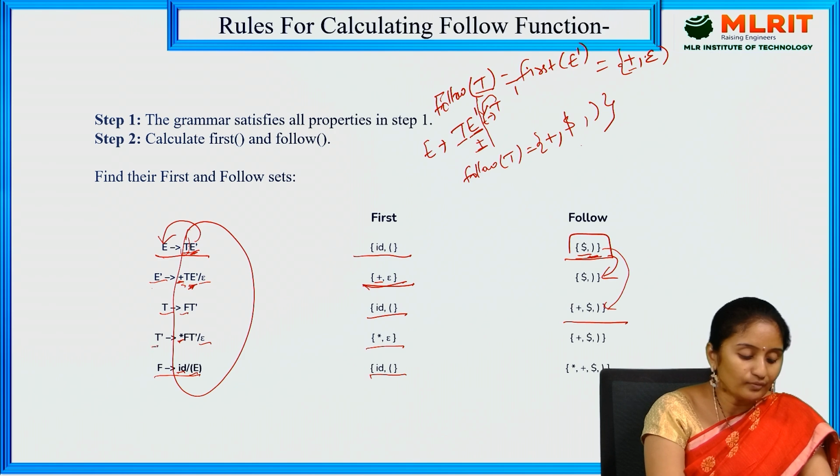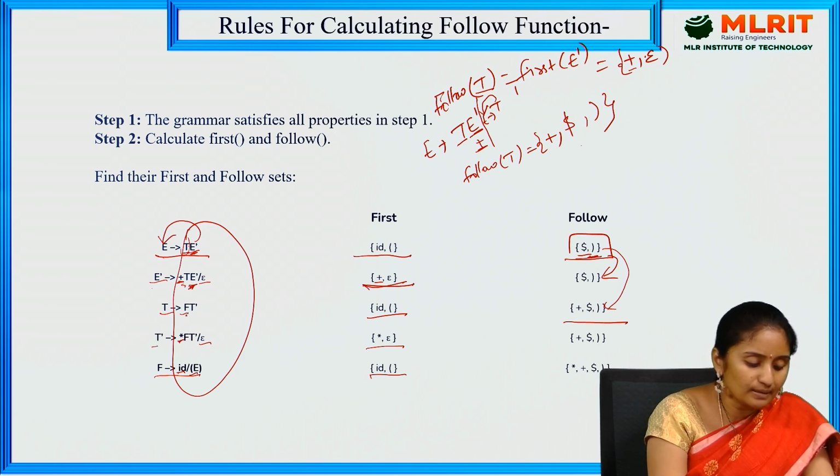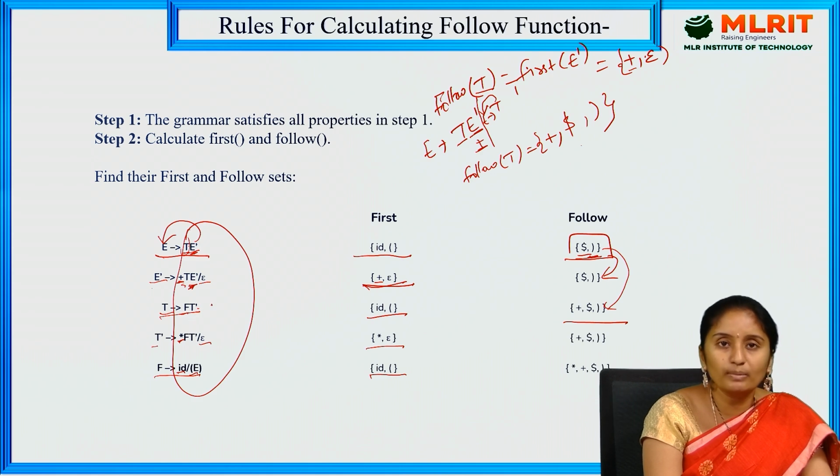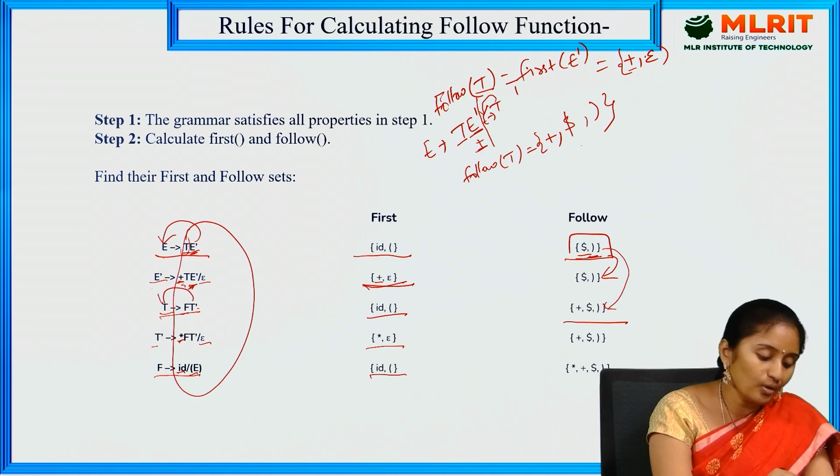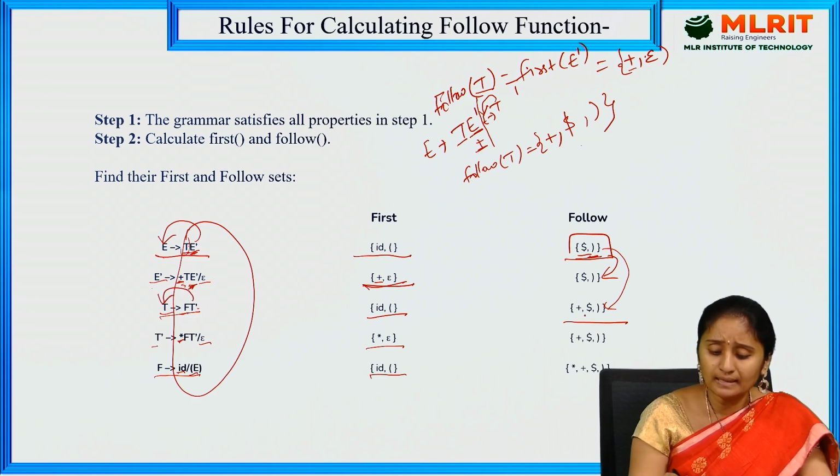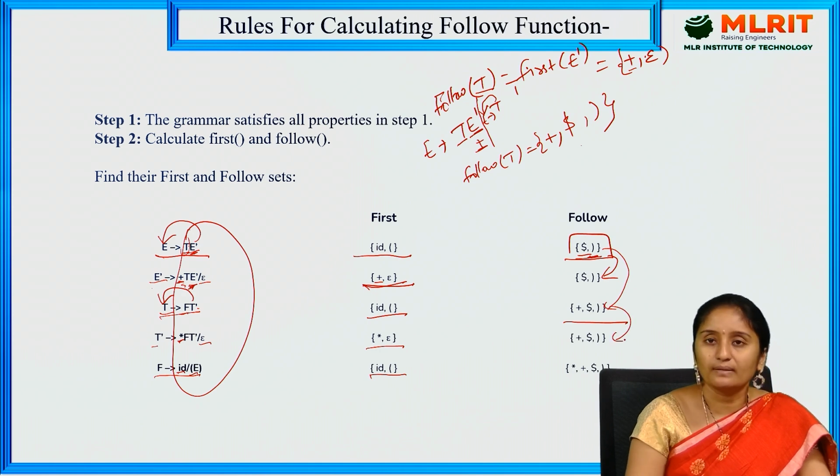Next, follow of T dash. Follow of T dash is nothing but, here I have follow of T dash. After T dash, no element is there, no terminal or non-terminal. So directly follow of T. Follow of T is nothing but plus, dollar, closed bracket.